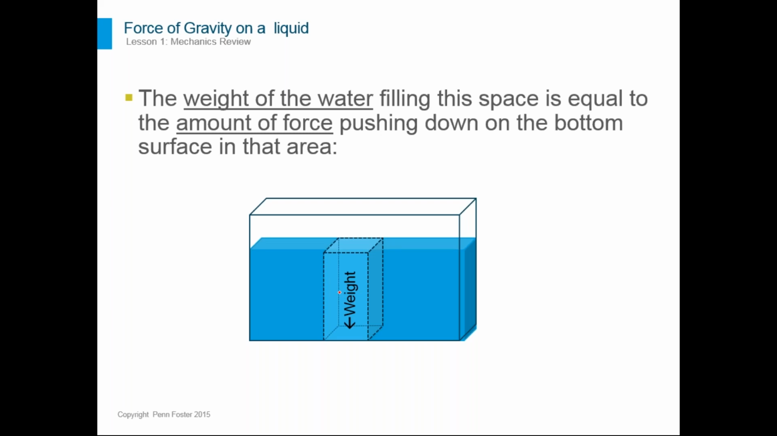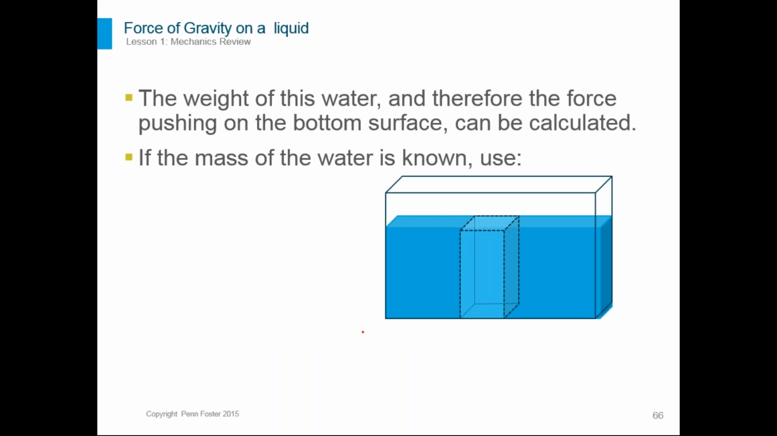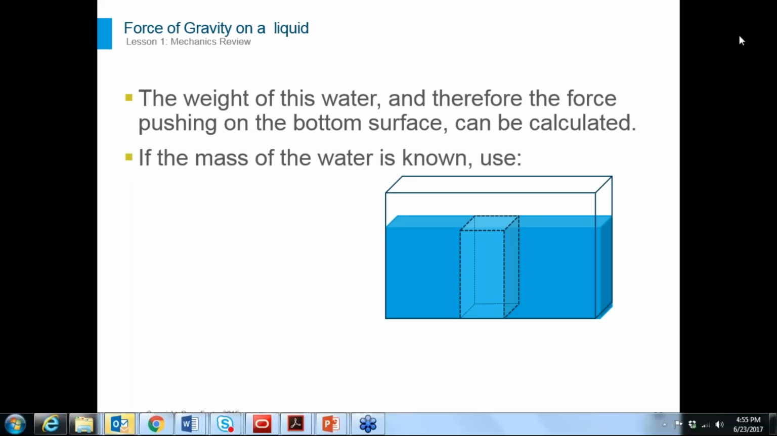So they start out with explaining that the weight of water filling this space is equal to the amount of force pushing down on the bottom surface in that area. And that makes sense because weight, what we call weight, is just the force of gravity acting on something. So if you measure out this much water and figure out how much that water weighs, that's how much force is pushing down here on the bottom. So the weight of this water, and therefore the force pushing on the bottom surface, can be calculated.